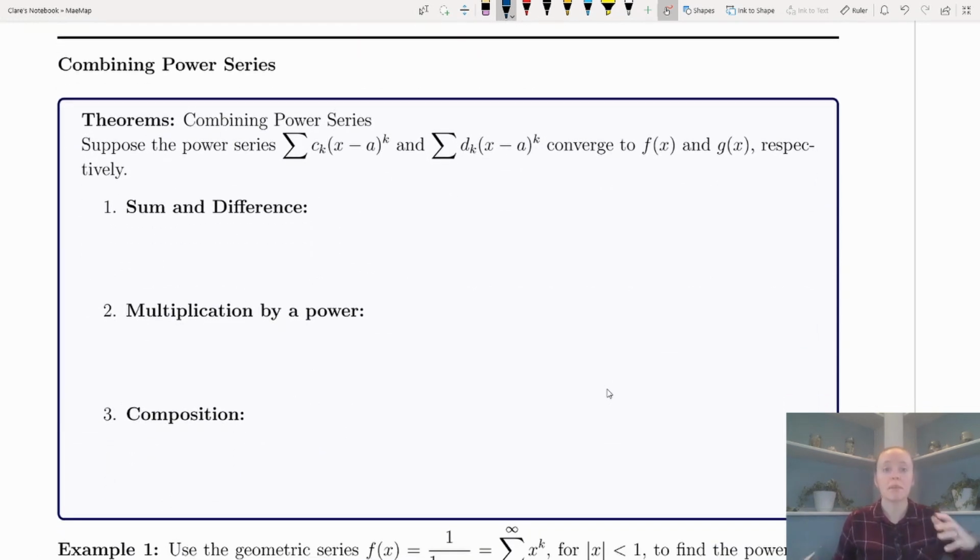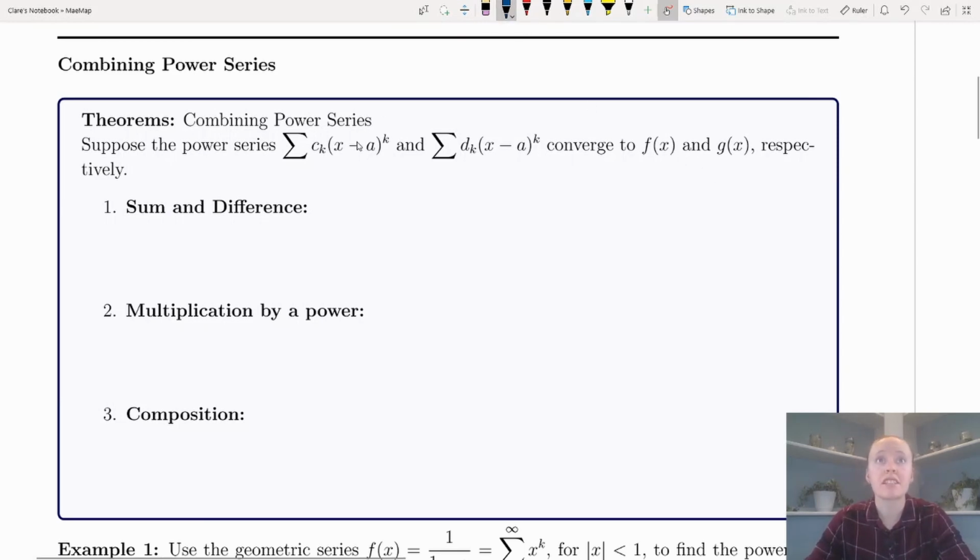Now we're going to be combining power series again through sums and differences, multiplication by a power, or composition. So we're going to suppose the power series, the summation of c sub k times x minus a to the k, and the summation of d sub k times x minus a to the k. So those two separate series converge to f of x and g of x respectively.